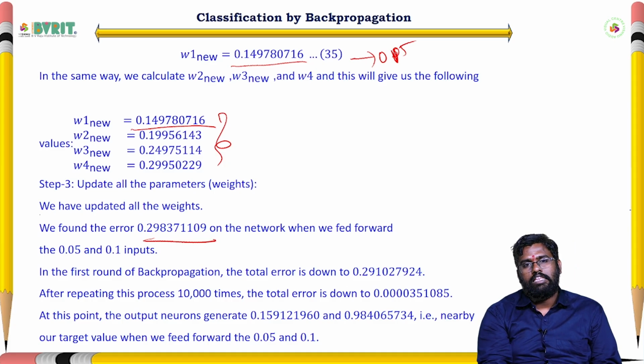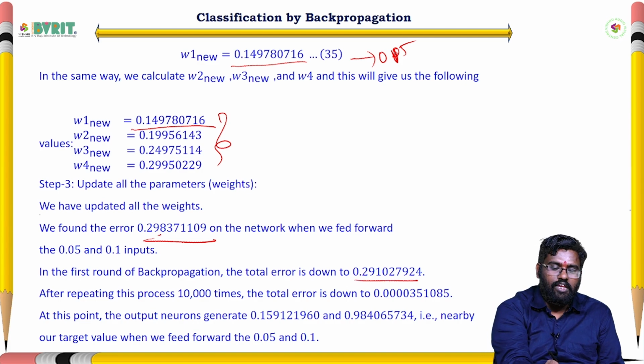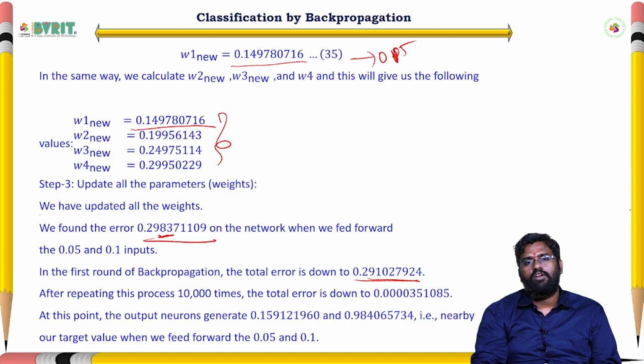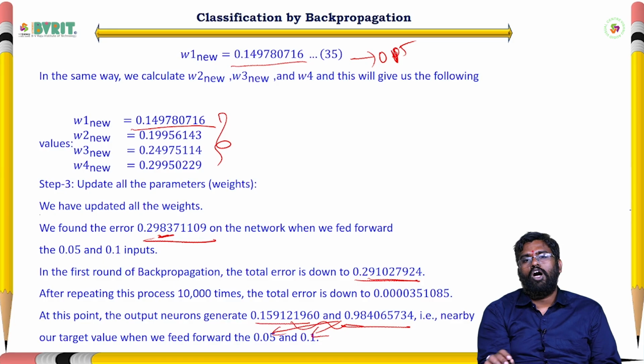After doing 10,000 iterations, the given error value is reduced to 0.2910. 2983 will be reduced to 2910. If you do more iterations, the error value will be reduced further. After doing that, the values we obtain are 0.15 and 0.98. These two values are near the target values, so that's why we stop the process.